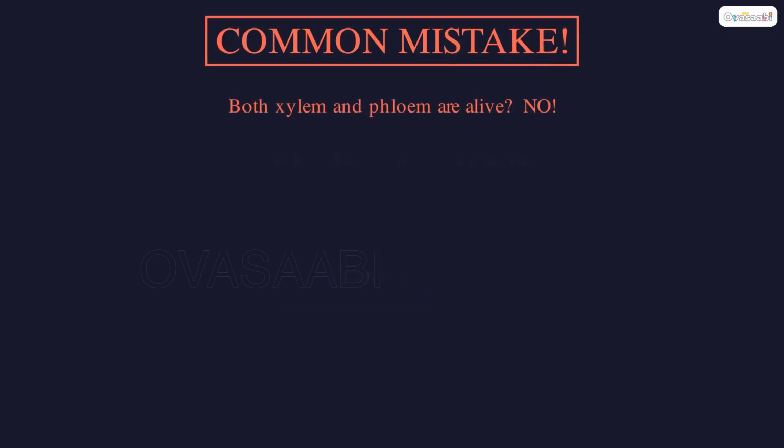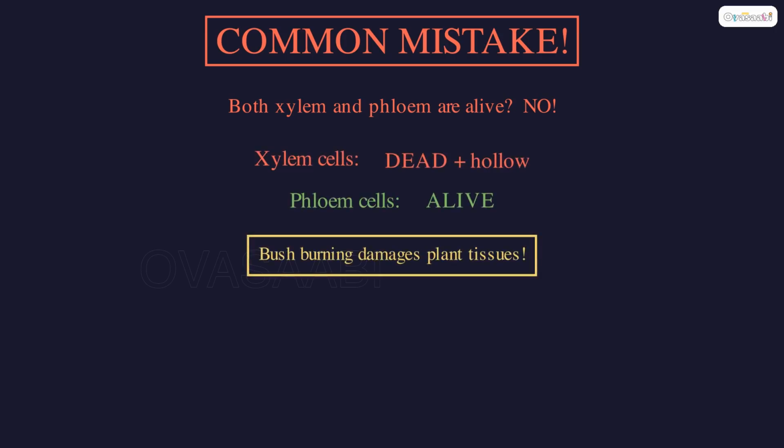Many students wrongly say both xylem and phloem are alive. Remember, xylem cells are dead and hollow, while phloem cells are alive. Bush burning and overgrazing damage these tissues, reducing crop yield.